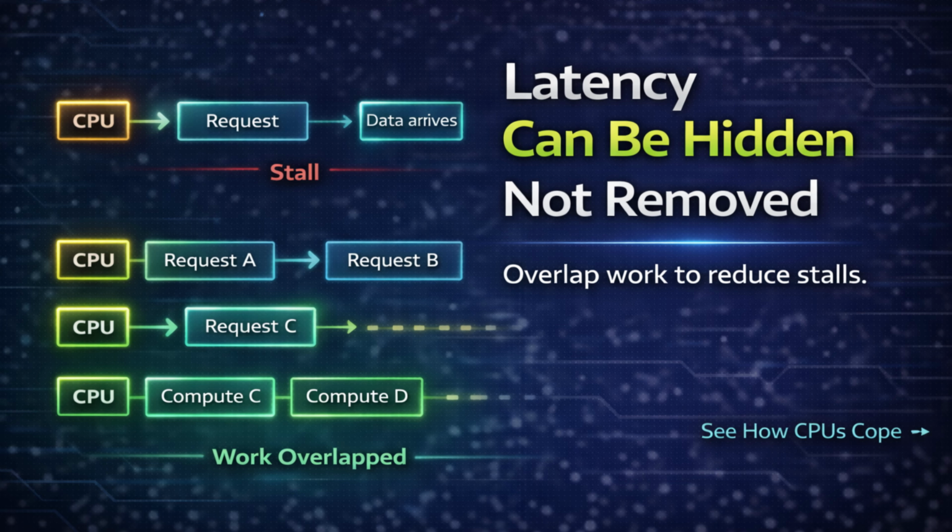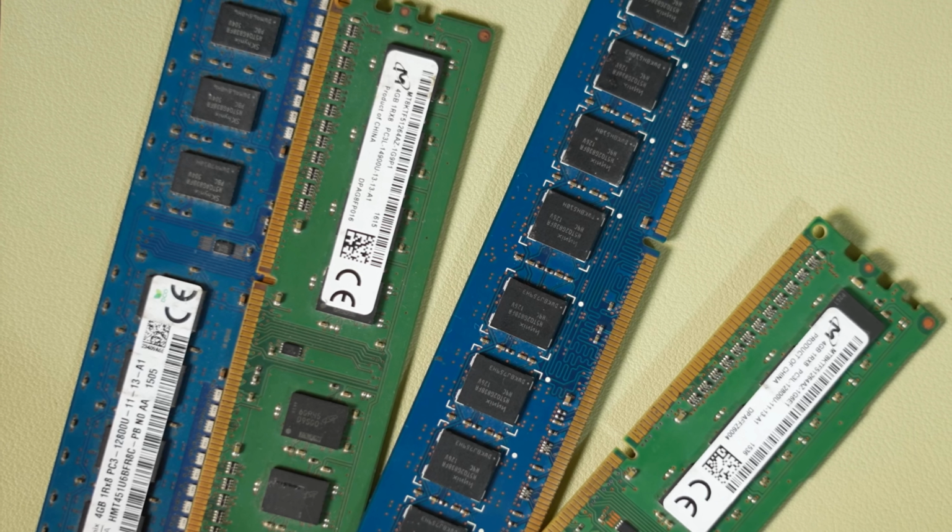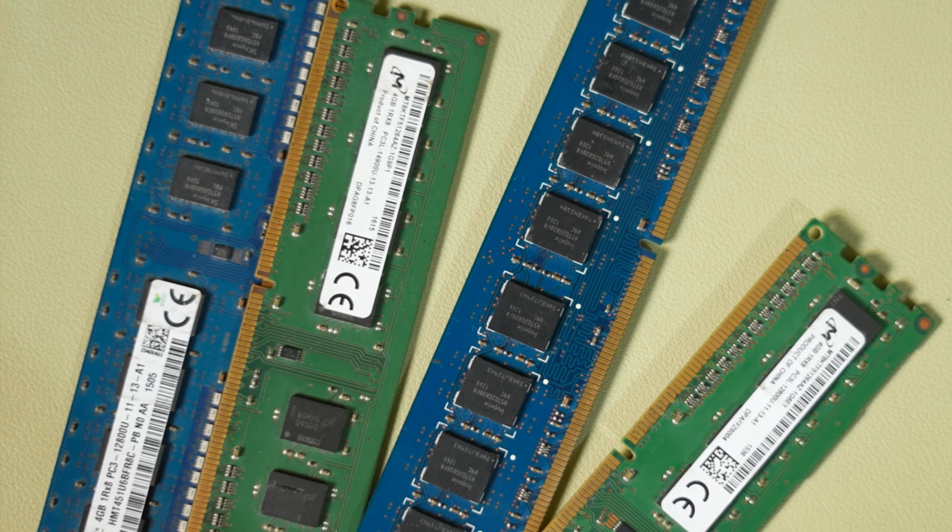This is why pointer-heavy data structures, like linked lists, can perform poorly. Each node depends on the previous one. You cannot fetch the next address until you've read the current one. That creates a chain of dependent memory accesses. Each one incurs latency. On the other hand, iterating through an array sequentially allows the CPU to prefetch upcoming data.